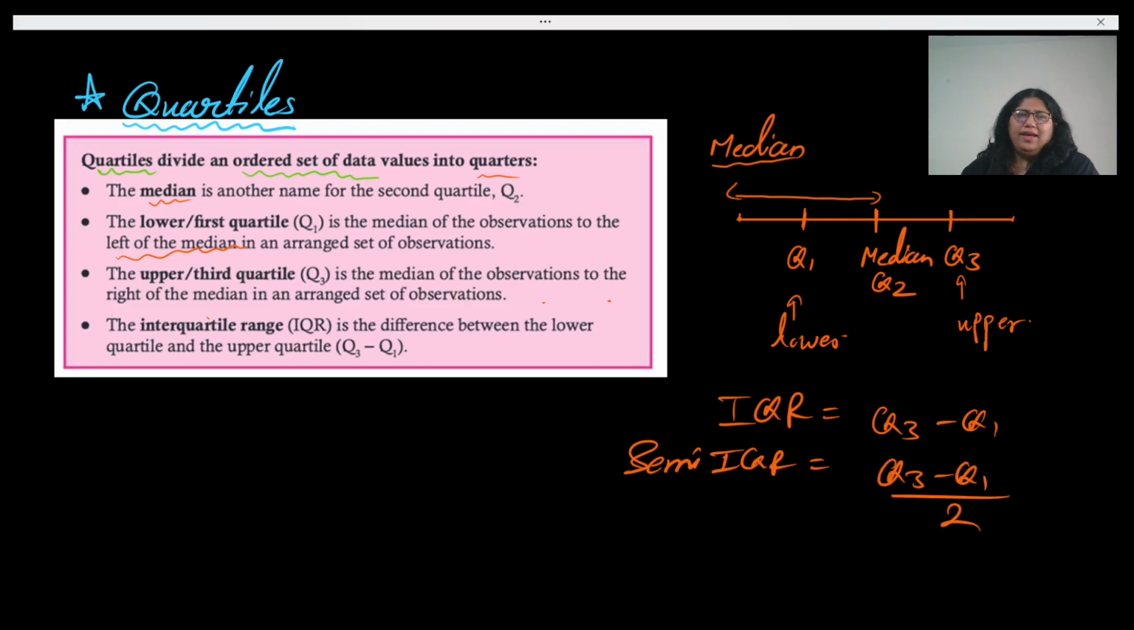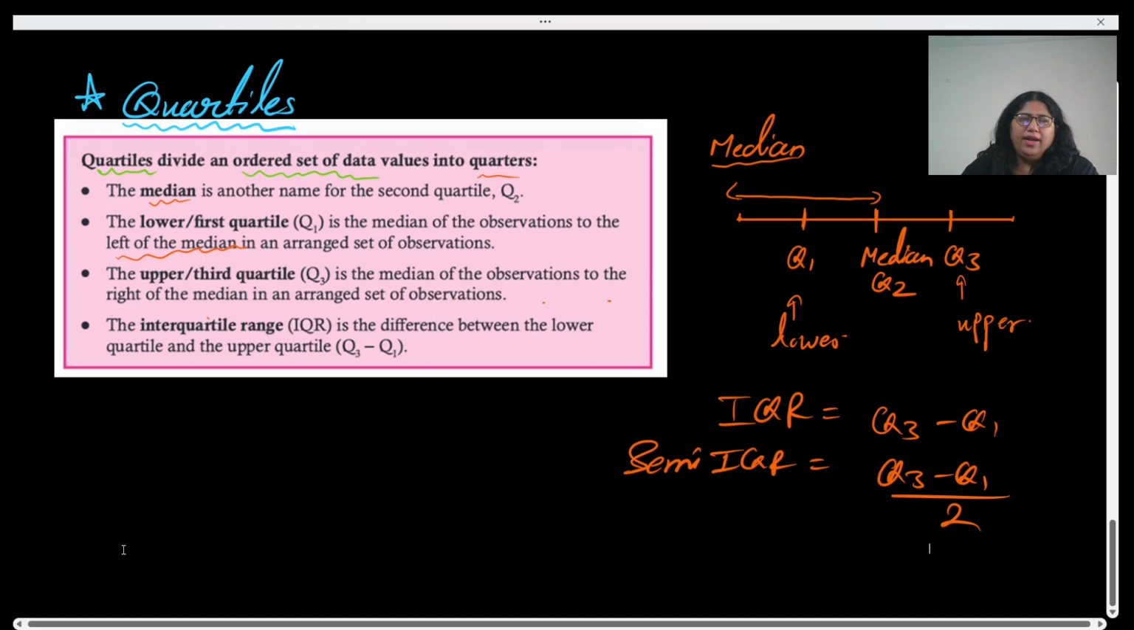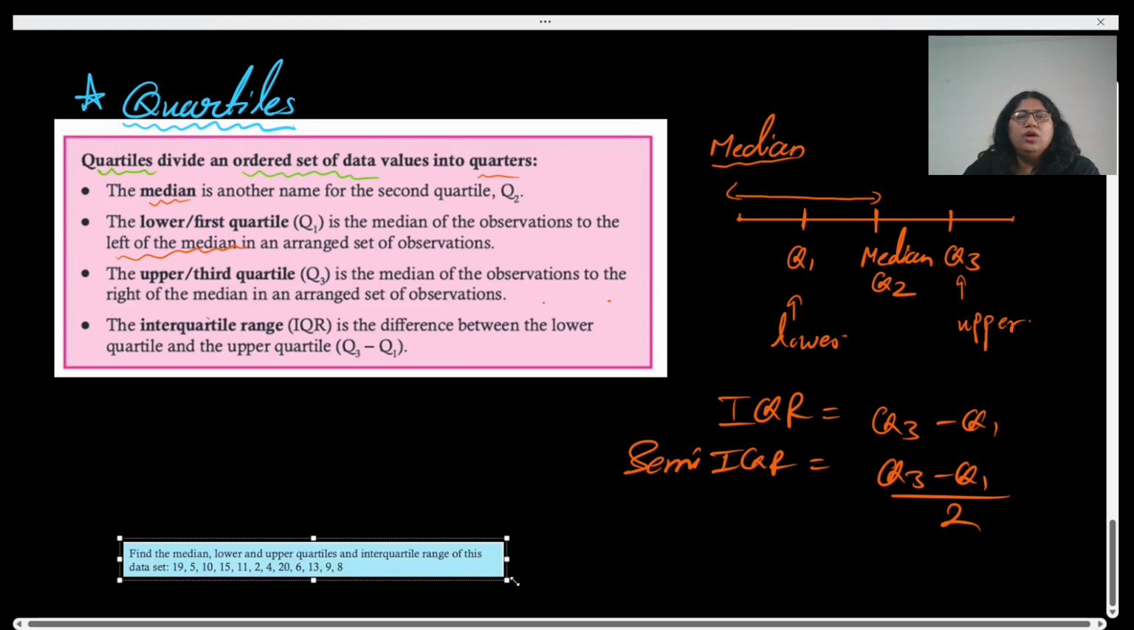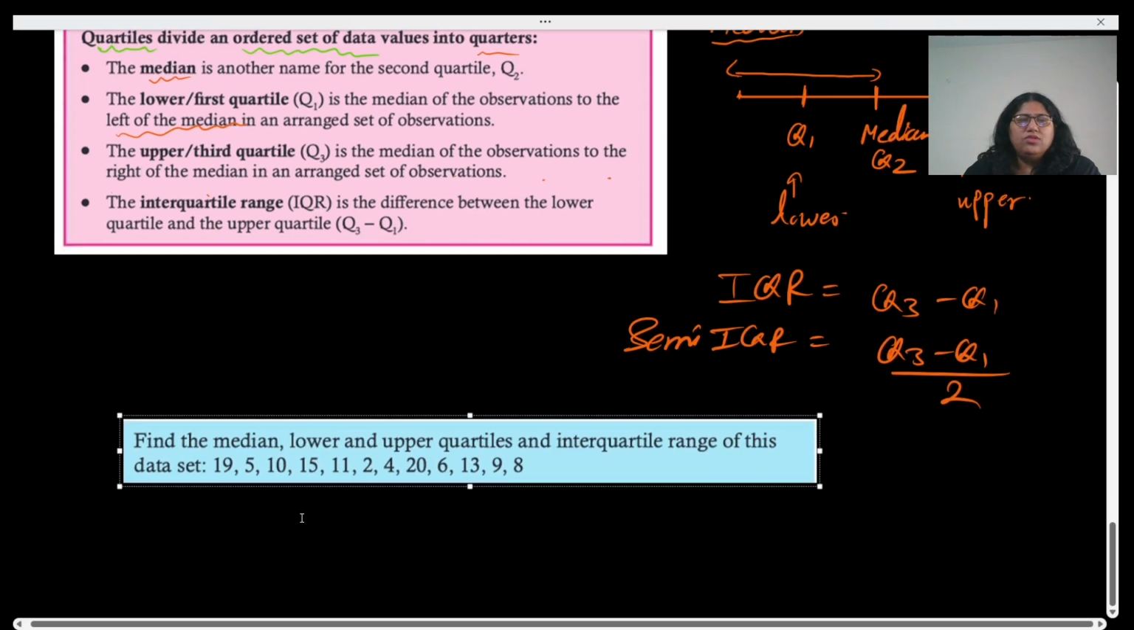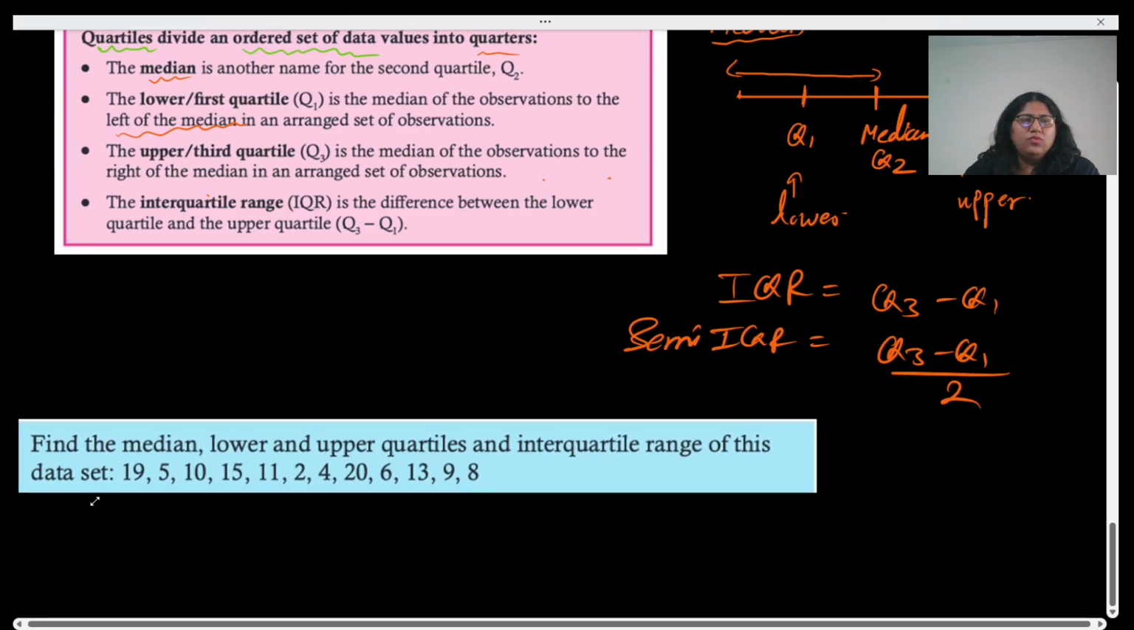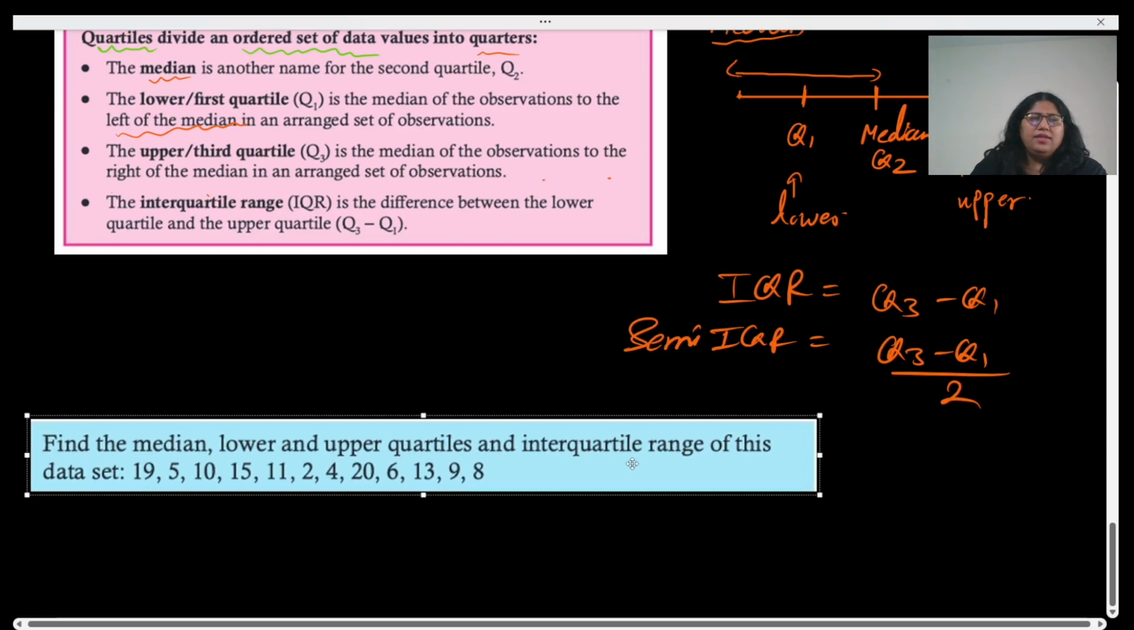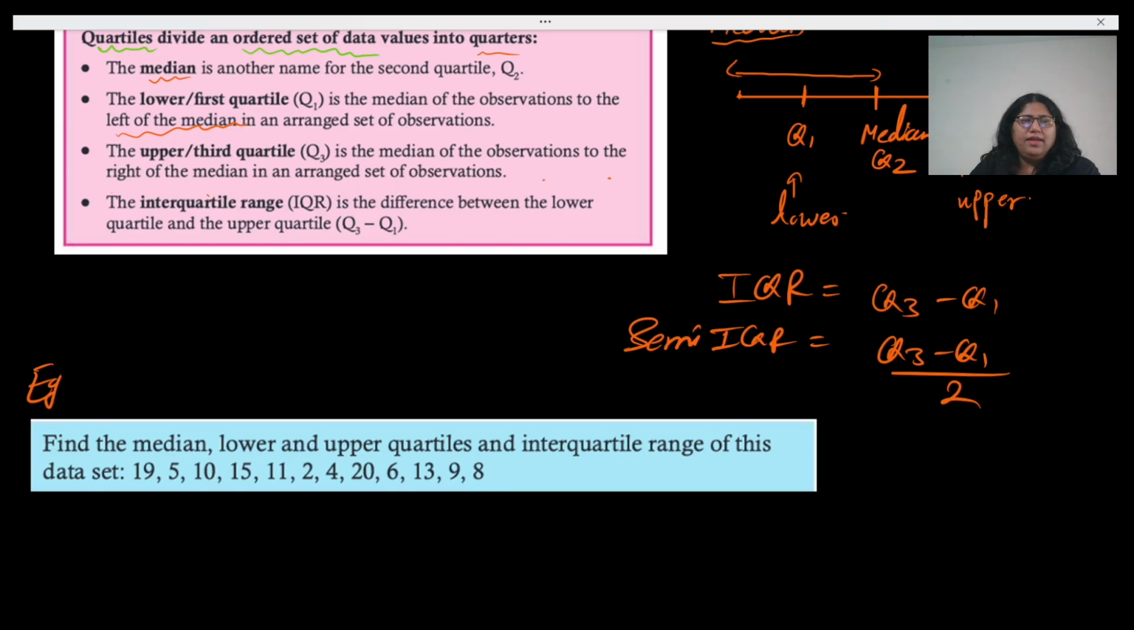So let us take one example and see how we will calculate the median, lower quartile, upper quartile, and then the interquartile range, because this is a very important part when you take the box whisker plot. We are going to take the box whisker plot also. So this is your ungrouped data. This is one of the examples given here. What do you need to calculate? You need to calculate the median, which is Q2, the lower and upper quartiles, meaning Q1 and Q3, and the interquartile range, IQR, of this set of data.